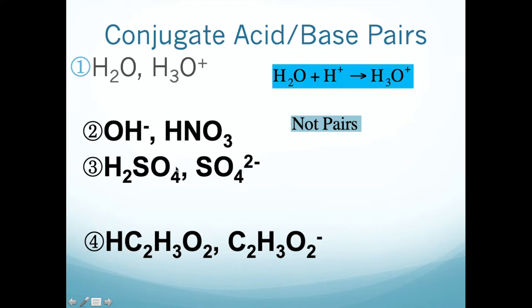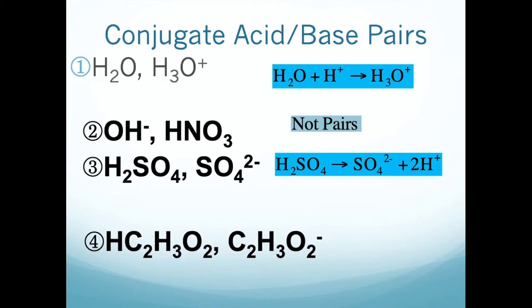Now, this one is a tricky one. You might look at this and say, oh, these are definitely related, right? If I lose 2 protons, my sulfuric acid will form sulfate. But that's the trick. There are 2 protons you've got to lose. A conjugate acid-base pair are related by 1 proton.